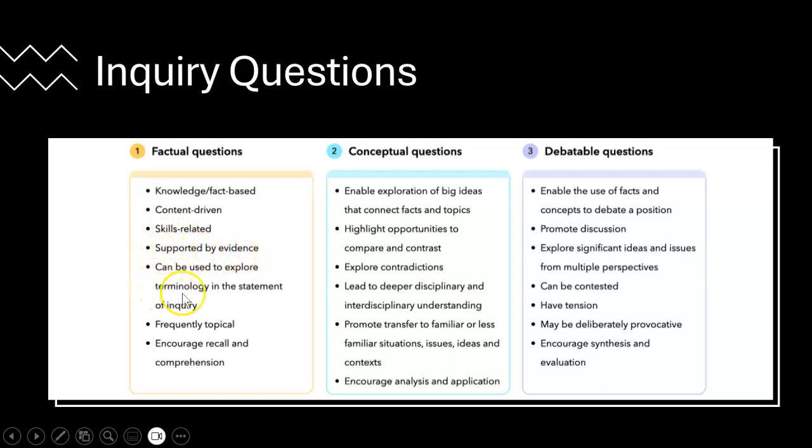We can use them to explore terminology in the statement of inquiry, because that's going to be really important for our kids to be building this terminology across their curriculum and their interdisciplinary learning. So I want to make sure my students understand my key concept of change in biology, and then they can also look at change in things like math or social studies or wherever else they might see it. They're frequently topical and encourage recall and comprehension.